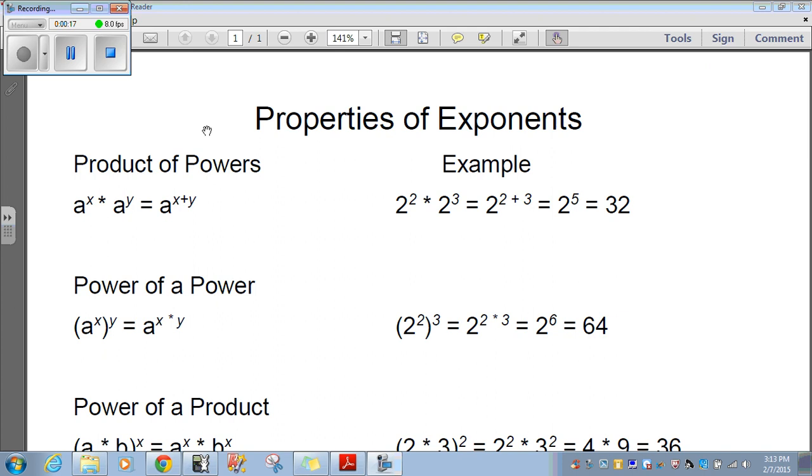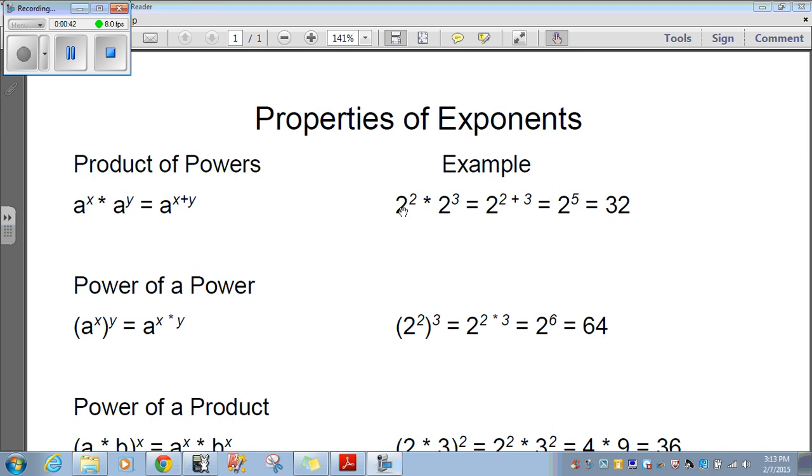Okay, so one of the properties of exponents is products of powers. So a to the x times a to the y equals a to the x plus y. What this basically means is a is just some base, some number raised to some exponent times the same base raised to a different exponent. When you have a case like that, you simply add the exponents.